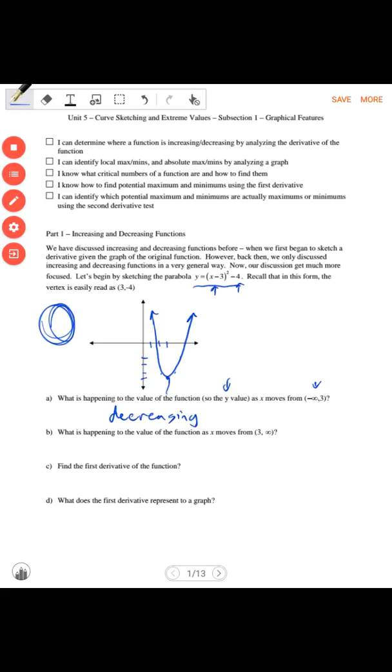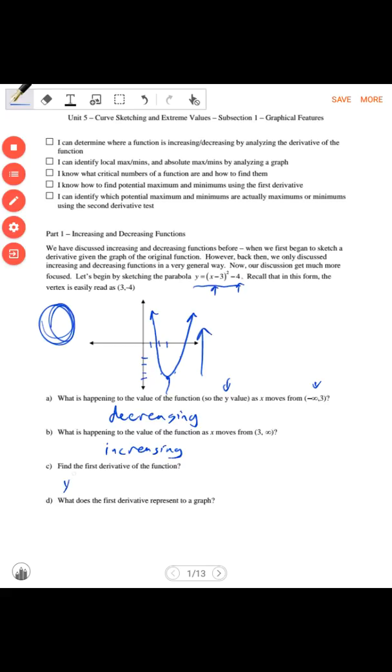What's happening to the value of the function, the y values again, as we move from positive 3 to infinity? Well, the y values that time are getting bigger, so they're increasing. Increasing, yay.